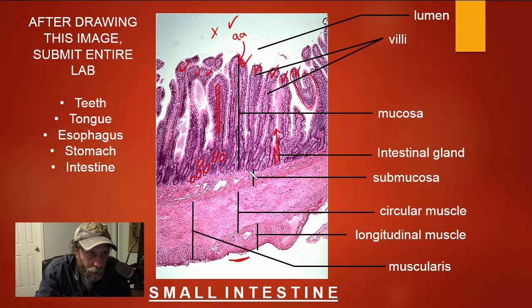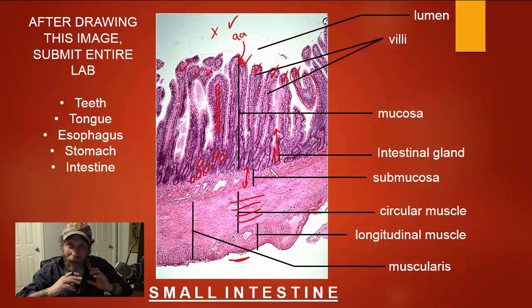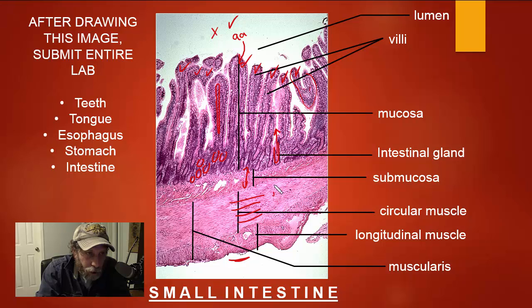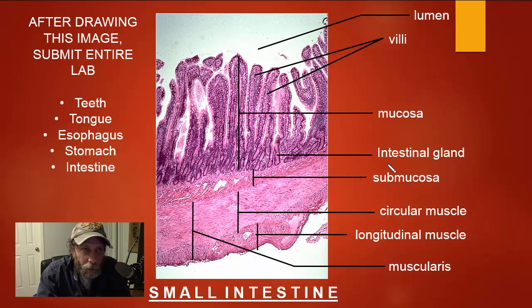There is a small submucosa here, and then there's circular muscle, and you just have to try to imagine that it goes around like that, and then a layer of longitudinal muscle that would be coming out at you here as well. So you have both circular and longitudinal making up the muscularis in total. These are the labels that I want you to draw for this.